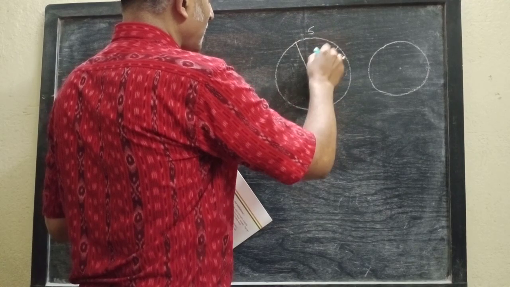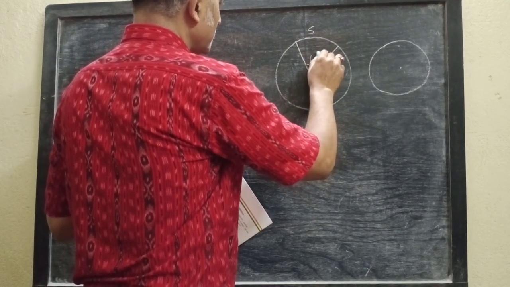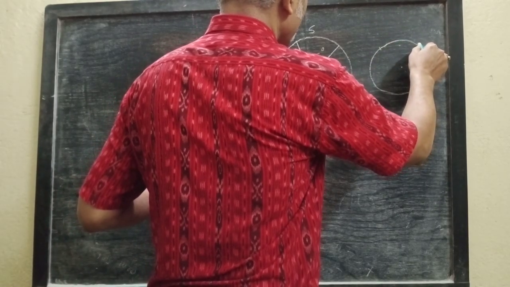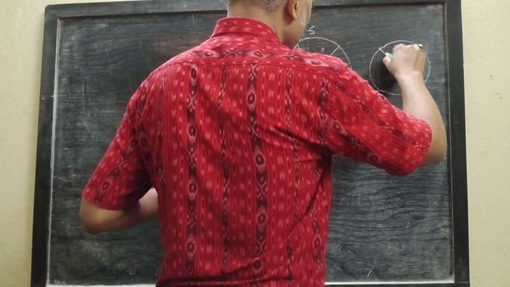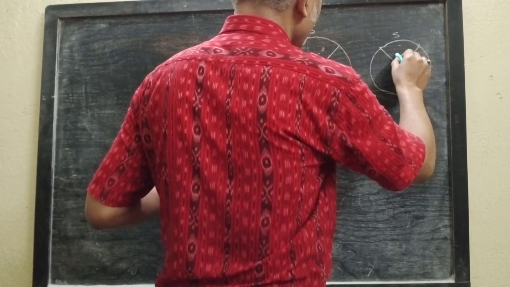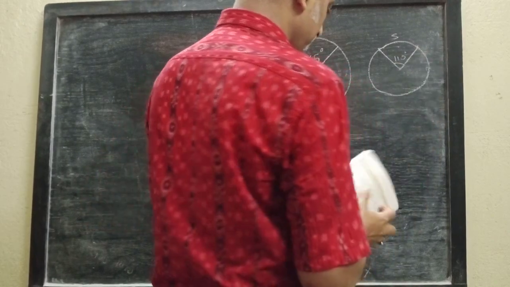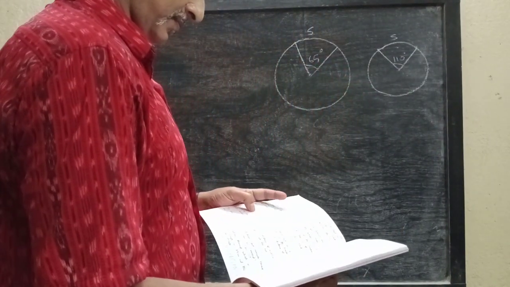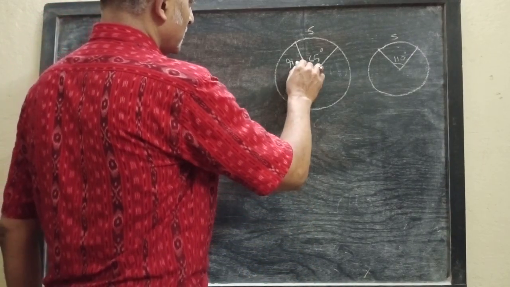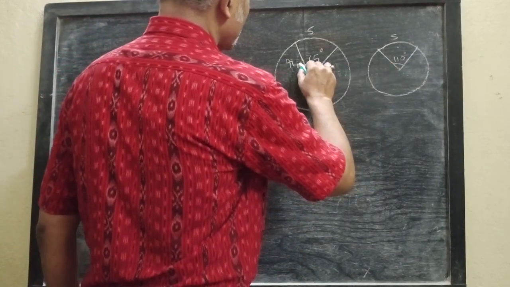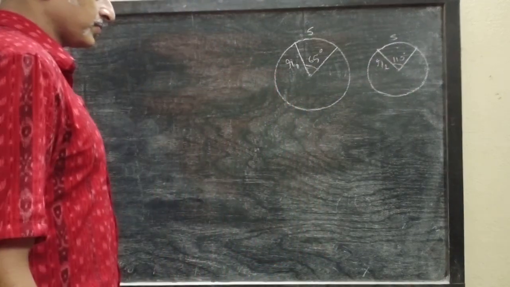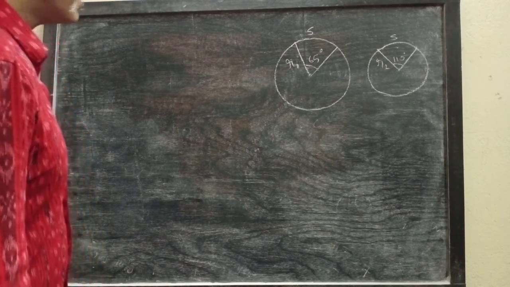Say an arc of length AC units subtends angle 65 degree here, and in the smaller circle the arc length is the same and the angle is 110 degree. You have to find the ratio of the radii. Say the radius of this circle is R1 and this circle is R2.